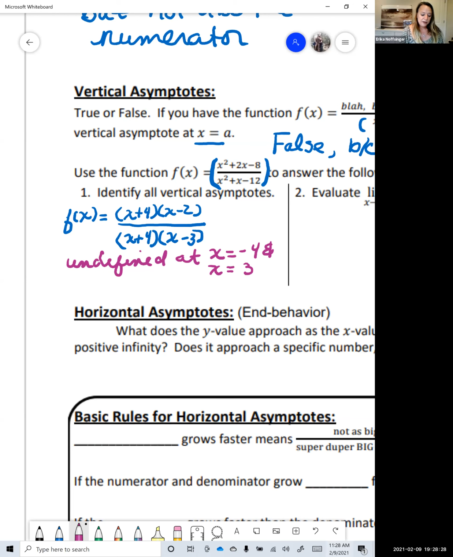There are different things happening at those values where it's undefined though. If you look at this, the x plus 4 factors are common in the numerator and denominator. So that's not a vertical asymptote. So at x equals -4, this is actually an open circle. We'll talk about how this could be a removable discontinuity in a little bit. But x equals 3, this one sets the denominator equal to 0, but not also the numerator. So we have a vertical asymptote.